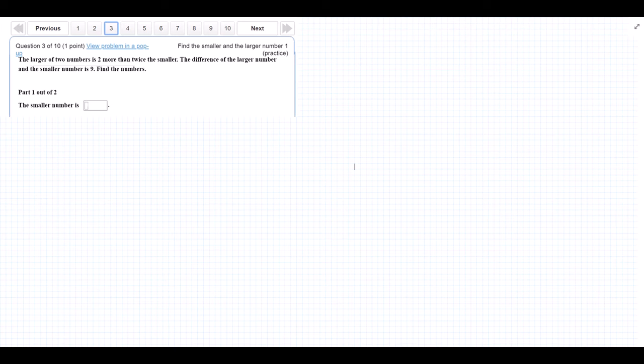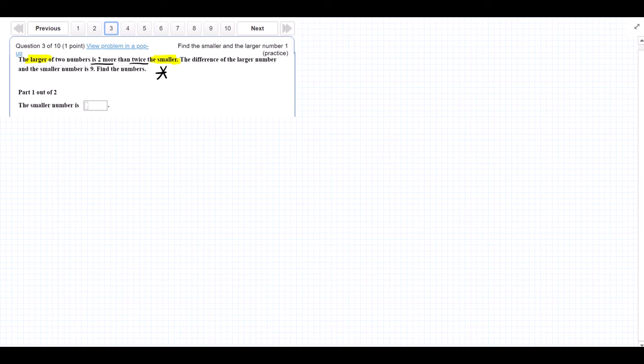Now if we're using a mathematical equation, everything in our equation has to be either a number or a mathematical symbol or a variable. So let's look at this problem. The larger of two numbers is 2 more than twice the smaller. So we have two unknown numbers here, the larger and the smaller. If we figure out the smaller number, then we could do twice the smaller and then add 2 to that, and that'll give us the larger number.